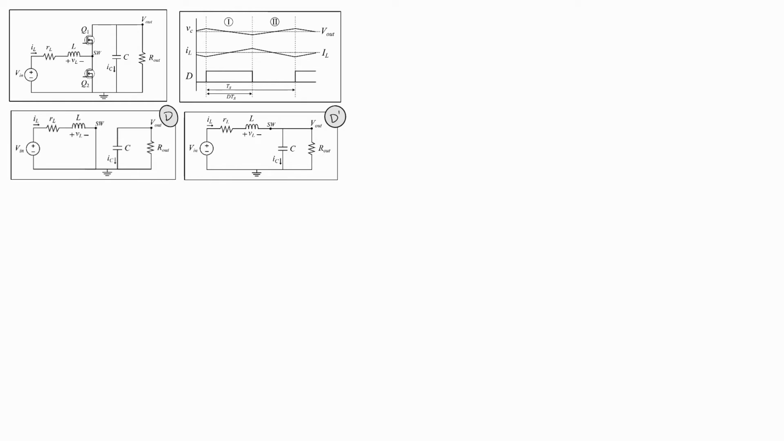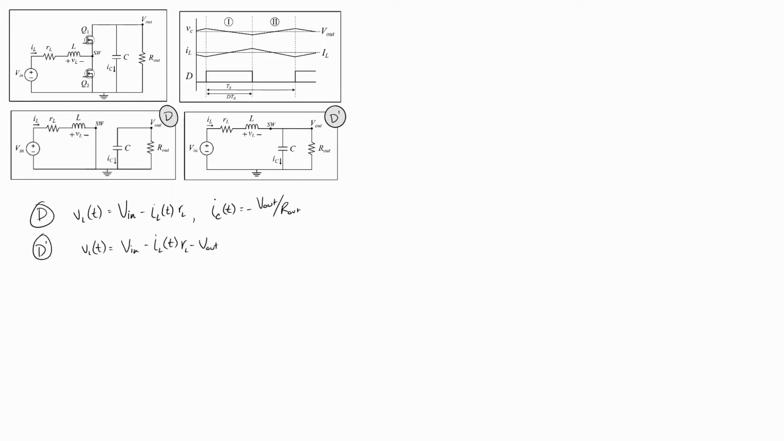So we'll start by looking at the D interval, and we'll write the voltage equation. VL equals input voltage minus the voltage across the parasitic inductor resistance. And then we'll look at the current equation, and in the D interval, it's just the capacitor current is equal to the negative output current, which we'll write as V out over R out.